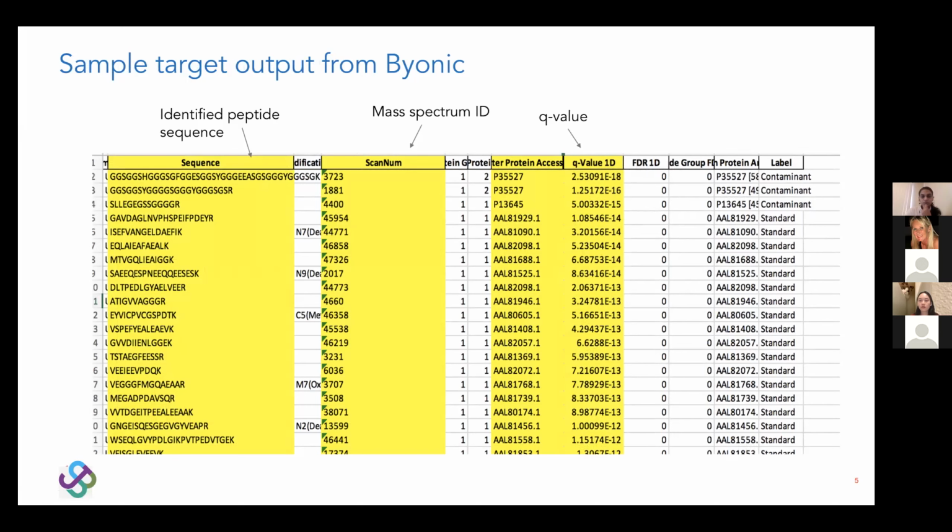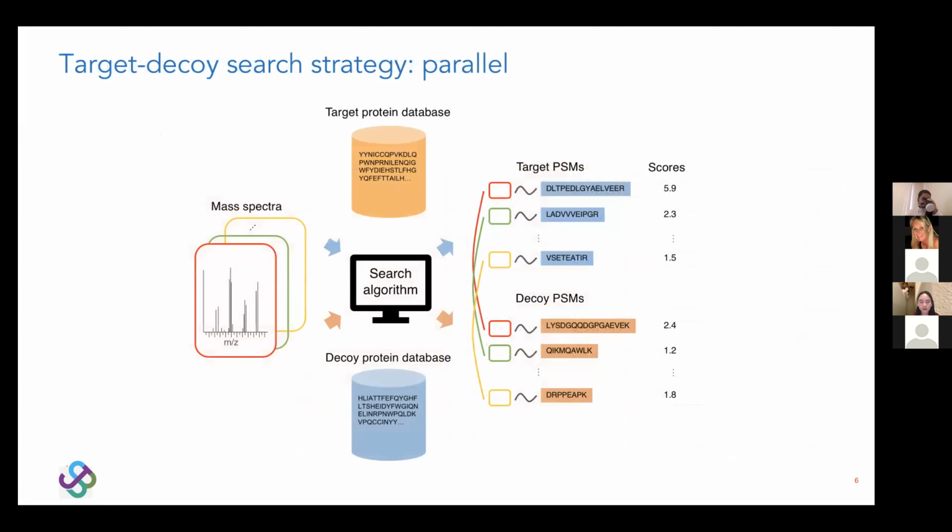To give you a little more idea of how these Q values are computed, the field relies on a very popular strategy called the target-decoy search strategy. There are two implementations of this strategy. The more popular one is the parallel search. What it does is two searches. In the first search, they take the mass spectra from the MS analysis as well as the target protein database. The target protein database is essentially the original database.